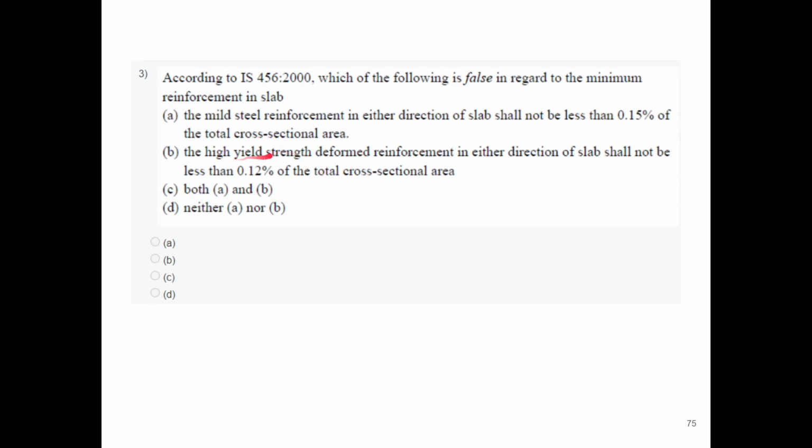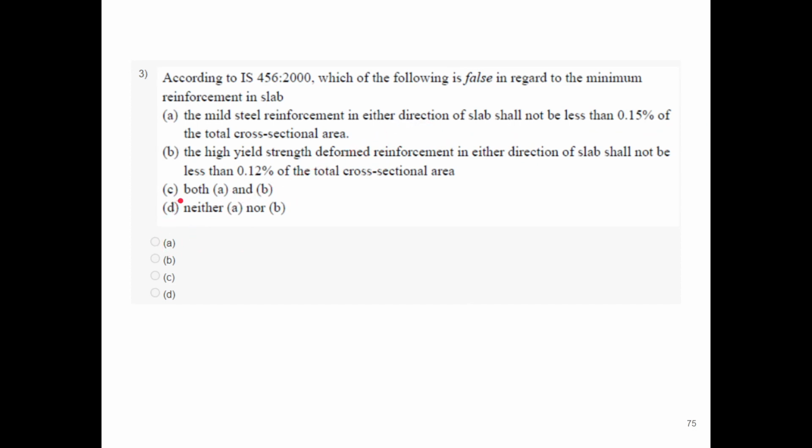If it is, as we just discussed a few slides back, HYSD bar, the minimum reinforcement for slab will be 0.12% of B into capital D. Total cross-sectional area is B into capital D. So that is for HYSD. And for mild steel, the minimum reinforcement requirement in case of slab will be 0.15% of B into capital D. So both are correct. So neither of them is wrong.